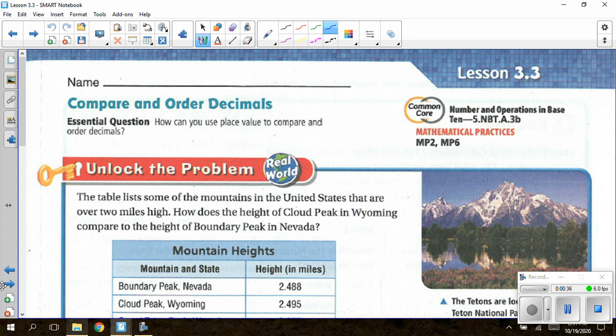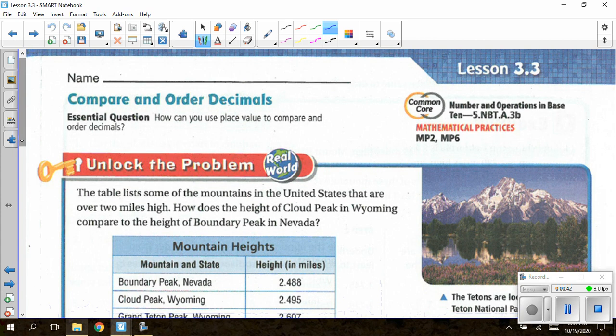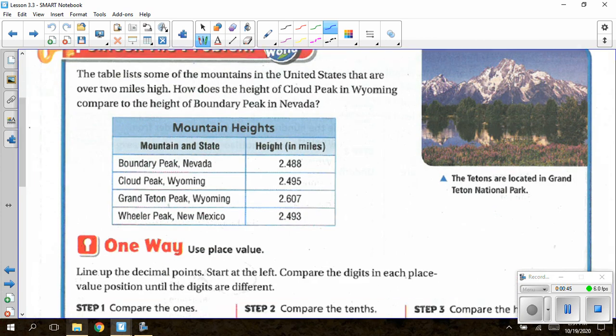So our essential question, how can you use place value to compare and order decimals? So the unlock the problem question says the table lists some of the mountains in the United States that are over 2 miles high. How does the height of Cloud Peak in Wyoming compare to the height of Boundary Peak in Nevada? So if you look at the mountain heights, we do see that we are looking at the Boundary Peak from Nevada at the top of the table, and then Cloud Peak in Wyoming, which is right below it.